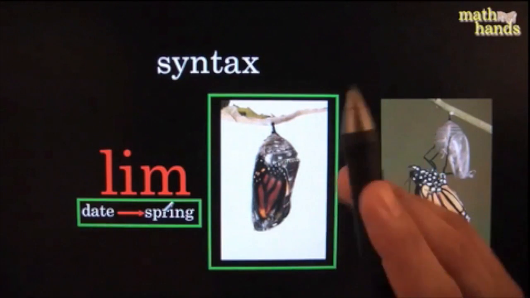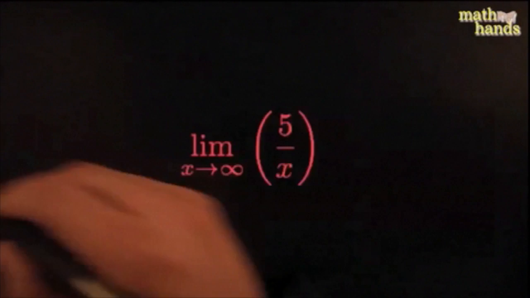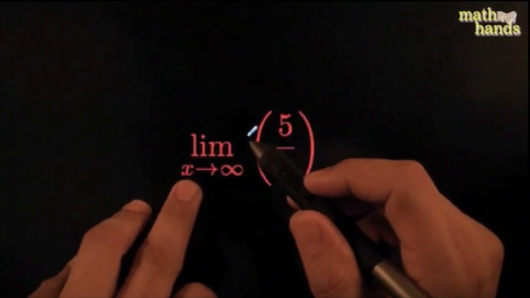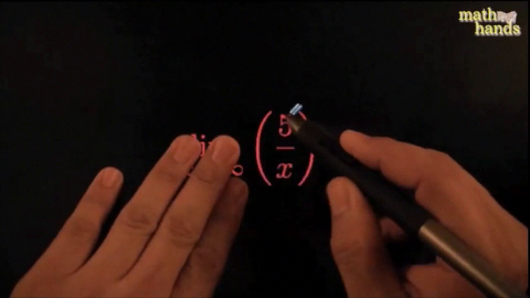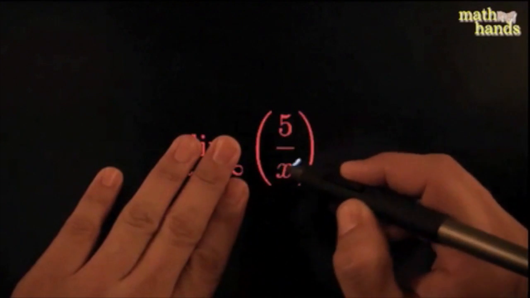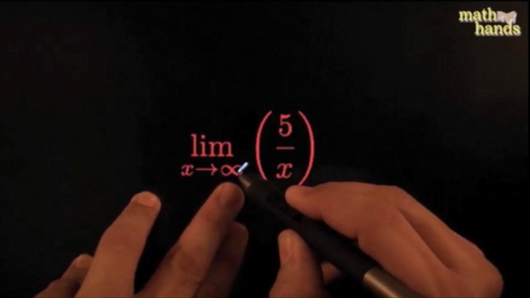That, my friends, is the syntax for limits. Now let's try it on an actual problem from our class. This is what an actual problem would look like in our class. You're trying to find the limit of this creature here, 5 over x, as x moves closer and closer and closer to infinity.